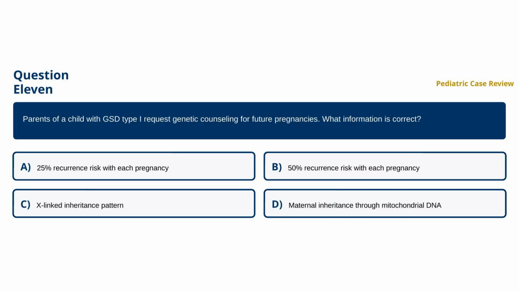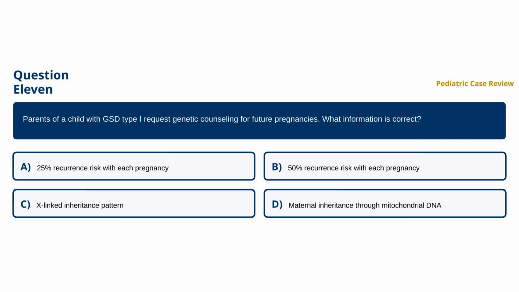Parents of a child with GSD type 1 request genetic counseling for future pregnancies. What information is correct? Option A, 25% recurrence risk with each pregnancy. Option B, 50% recurrence risk with each pregnancy. Option C, X-linked inheritance pattern. Option D, maternal inheritance through mitochondrial DNA.